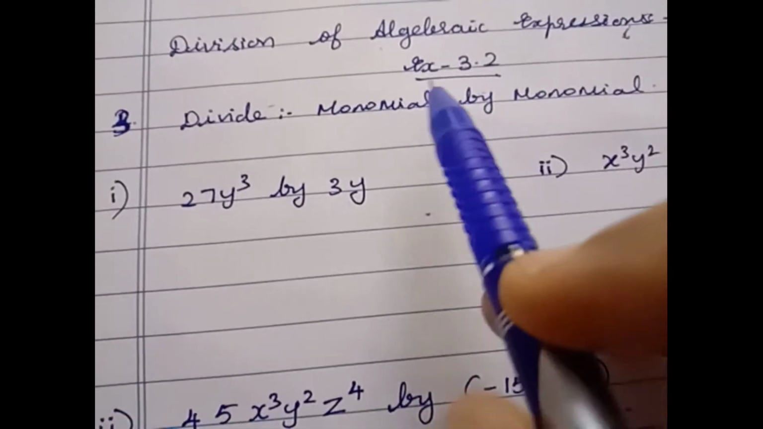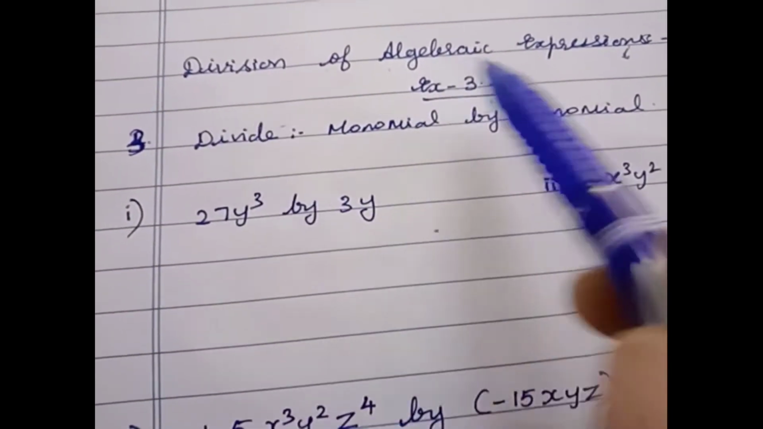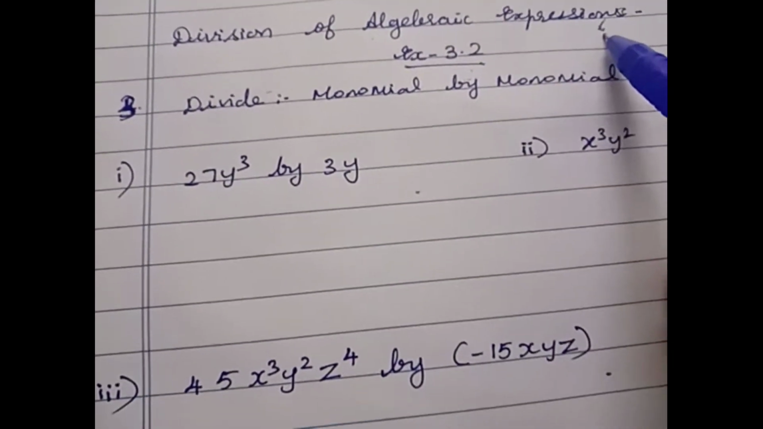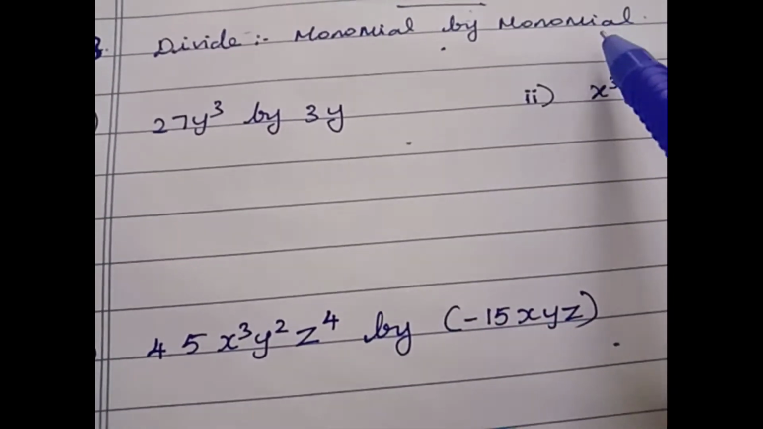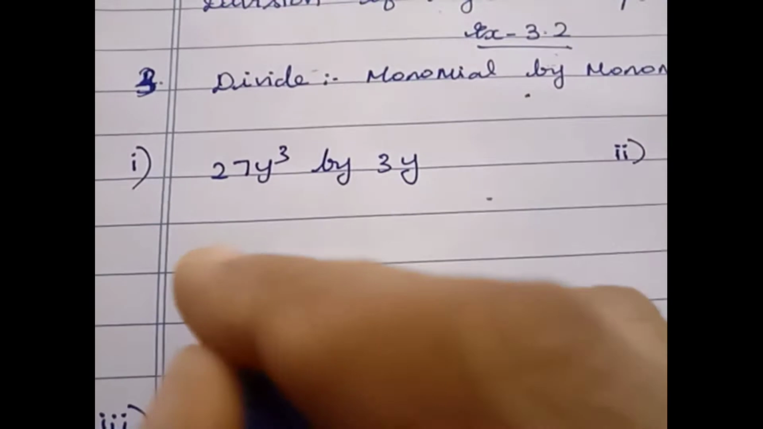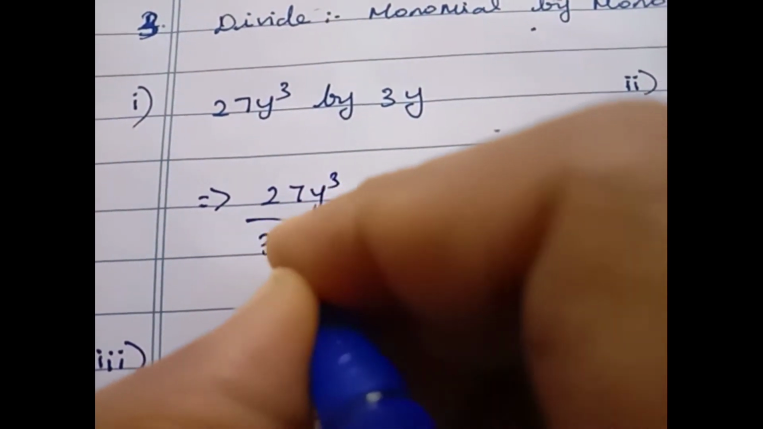Today we are going to see exercise 3.2. Here in this exercise, we are going to see division of algebraic expressions. First one, divide monomial by monomial. Divide 27y power 3 by 3y.